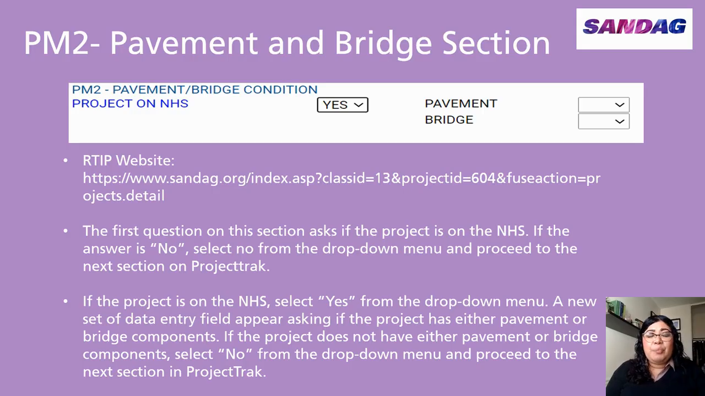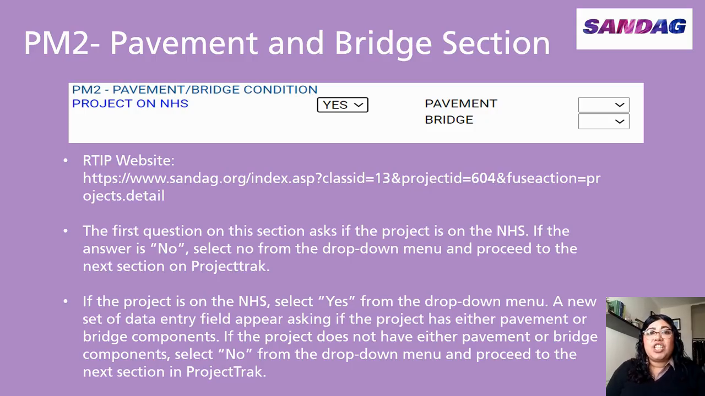The PM2 component of performance management is focused on pavement and bridge projects on the National Highway System, or NHS. The NHS is a small subset of the regional transportation system and generally consists of highways and selected primary arterials. The RTIP webpage on sandag.org has a map and listing of NHS facilities. The RTIP webpage link is also included in this slide.